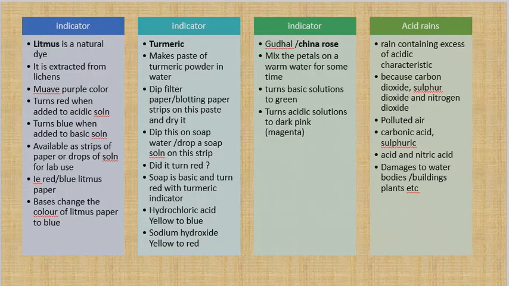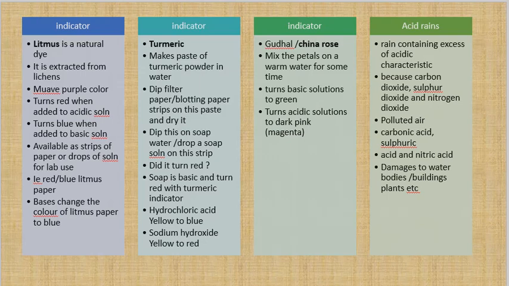What are the indicators? We have seen litmus, China rose, etc. These are the indicators which help us to understand whether something is acidic or basic in nature, right? Now, one is litmus. Litmus is a natural dye extracted from lichens.